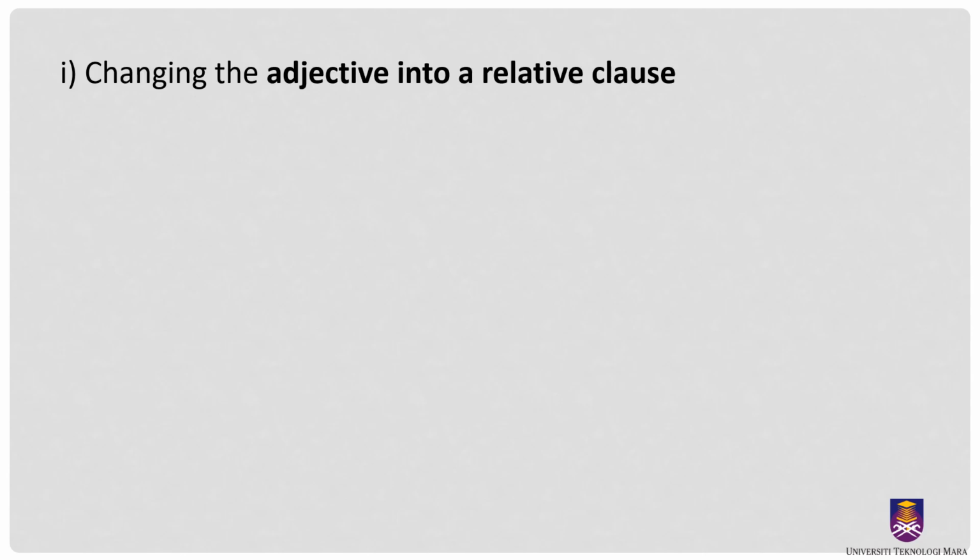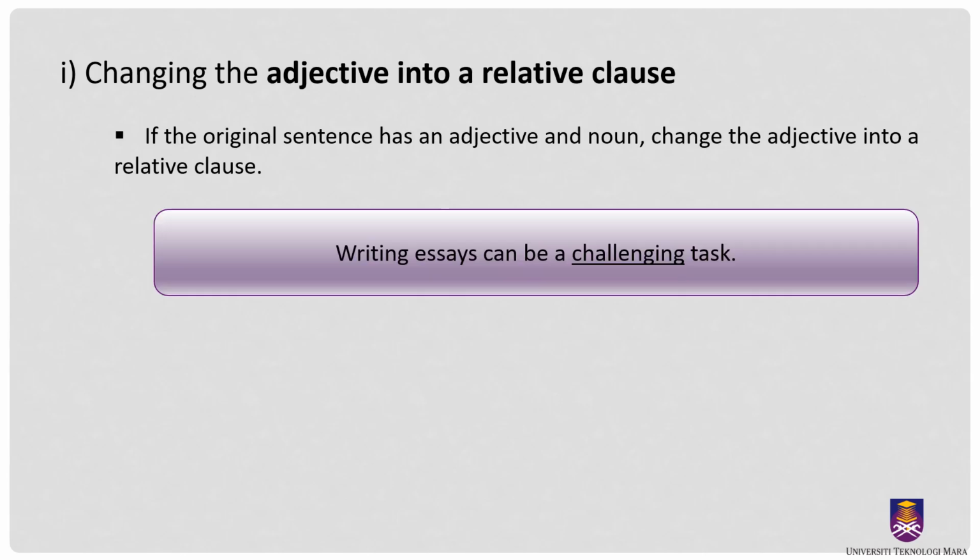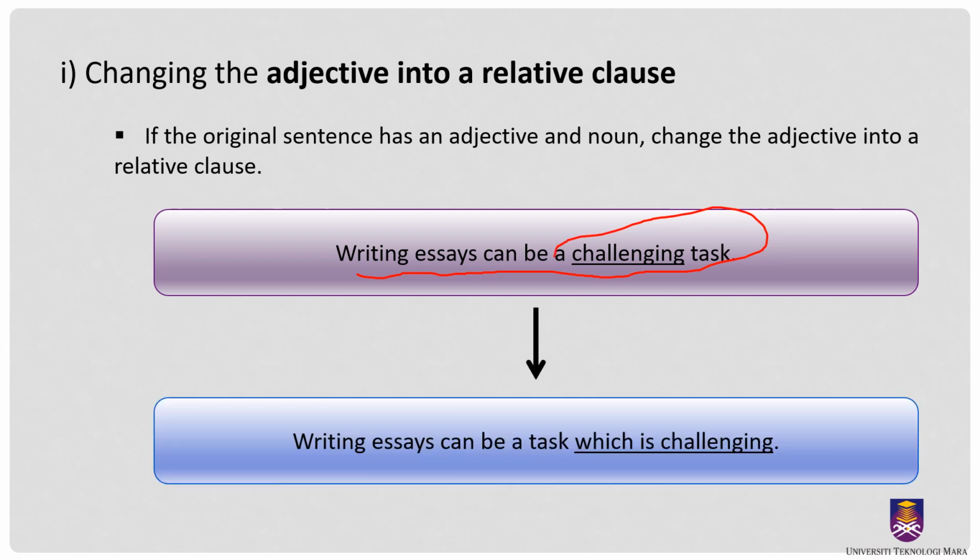Alright, next is you can also change the adjective into a relative clause. If the original sentence has an adjective and noun, you can change the adjective into a relative clause. For example, writing essays can be a challenging task, and then you change to, writing essays can be a task which is challenging. So here, okay, we can see that you can change the adjective into a relative clause.